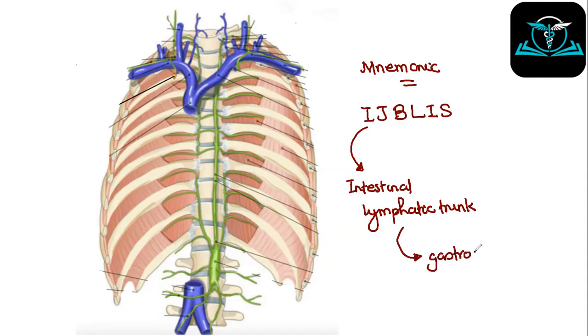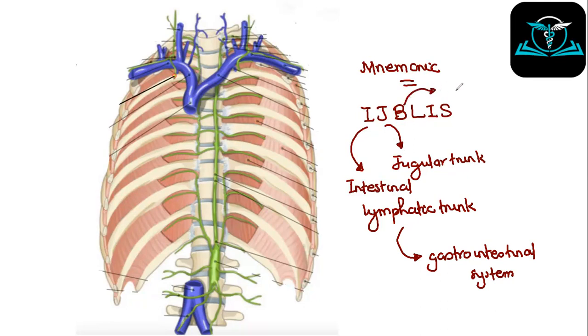So as you can see, most of the lymph from the intestines is carried by the intestinal lymphatic trunk. Then the J is also a trunk called the jugular trunk. So all the lymphatic vessels which are coming from the head and neck, where do they move to? They move to a trunk. And so their trunk is the jugular trunk.